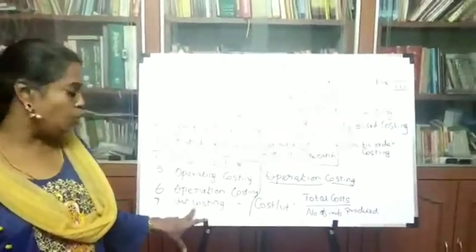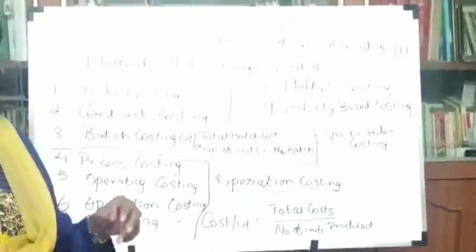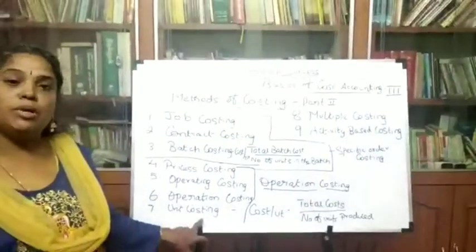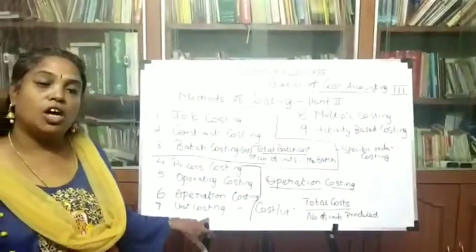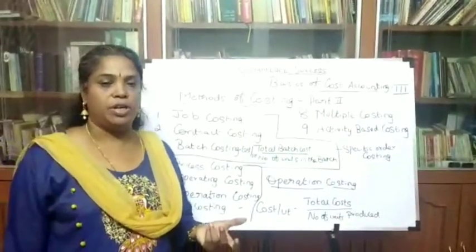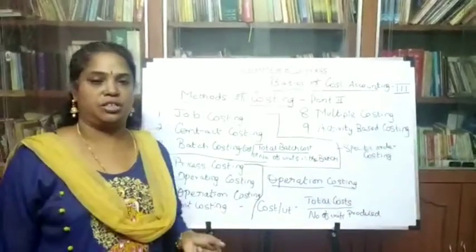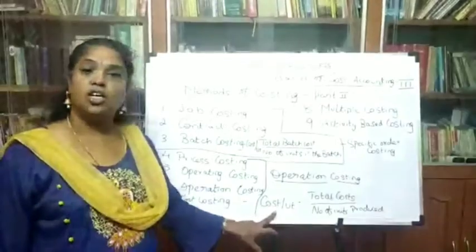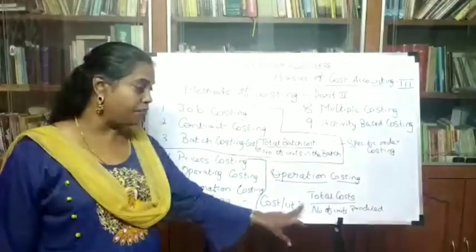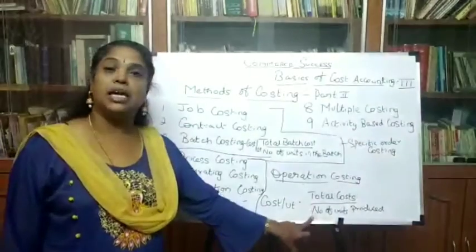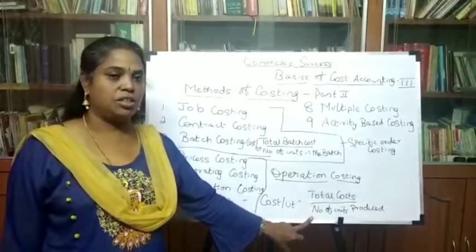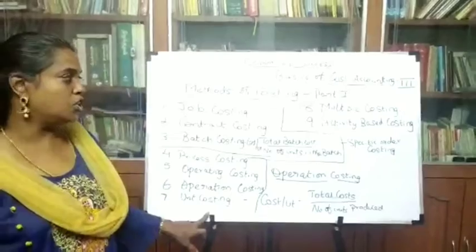The next one is the unit costing. It is also called output costing. This unit costing is applicable in those industries where the output is uniform and it is a continuous production. So, how will you calculate the cost? The cost per unit will be calculated like this: total cost divided by number of units produced for that particular period of production. So, this is about unit costing.